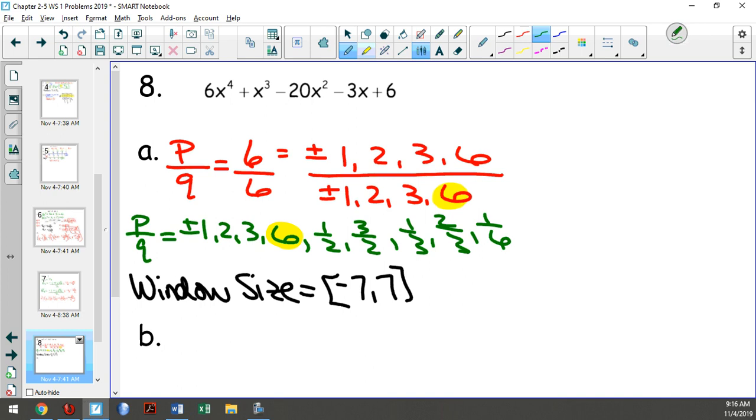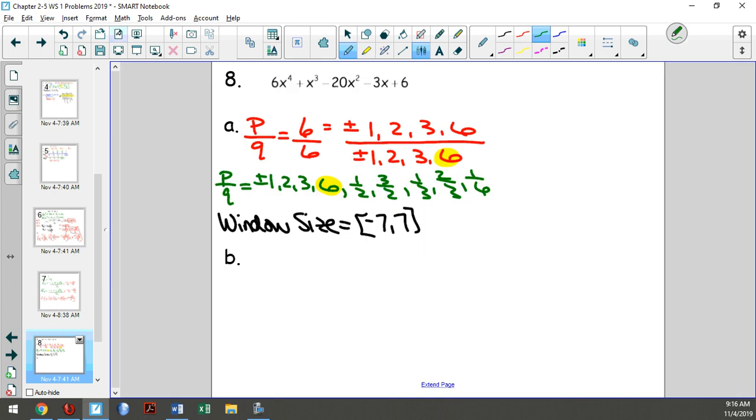Okay, from there, part B. What am I doing on part B? I'm going to do Descartes' rule of signs. So I have positive roots. How do I find the positive roots? Sign changes, right? Positive to positive, no. Positive, negative is 1. Negative to negative, no. Negative to positive is 2. So what does this tell you? 2 or 0. Very good.